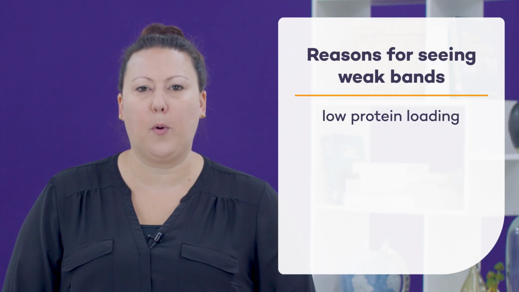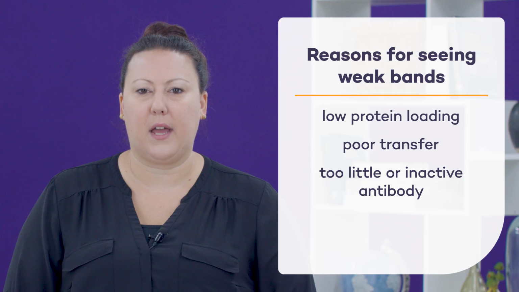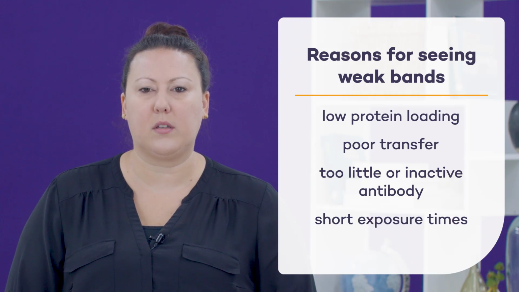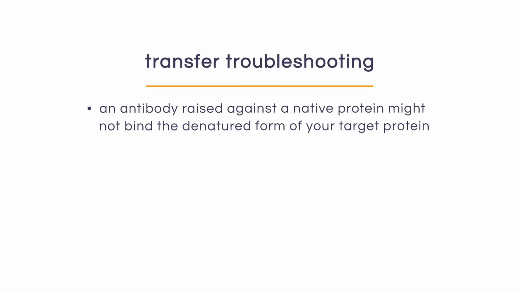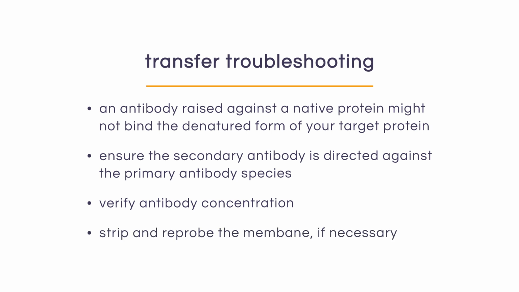When the bands are visible but appear weak, the issue could be low protein loading in the gel, poor transfer, too little or inactive antibody, short exposure times, or a substrate that is not robust enough. Remember that an antibody raised against a native protein might not bind the denatured form of your target protein. Further, make sure the secondary antibody is directed against the species in which the primary antibody was raised. Verify the concentration of your antibodies using, for example, a dot blot, and strip and reprobe the membrane if necessary.